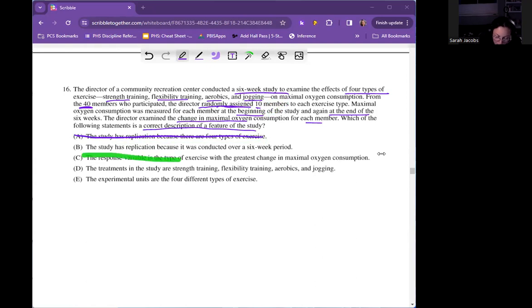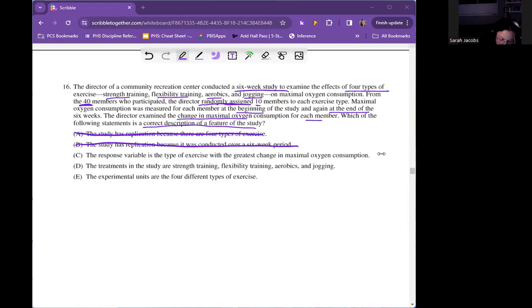B, the study has replication because it was conducted over a 6-week period. Again, no, that doesn't matter at all. The replication comes from multiple subjects within each treatment. The response variable is the type of exercise with the greatest change in maximal oxygen consumption. No, the response variable is the change in maximal oxygen consumption.